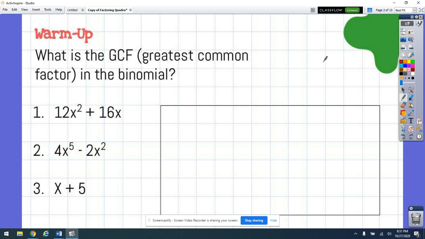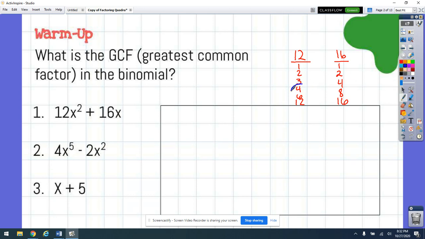So in other words, let me put a little side note. If I look at 12, my factors are 1, 2, 3, 4, 6, and 12, the numbers that multiply to give you this number. 16 would have 1, 2, 3 wouldn't work, 4 would work, 5, 6, 7, 8, and then of course 16. So now we're looking for that greatest common factor.